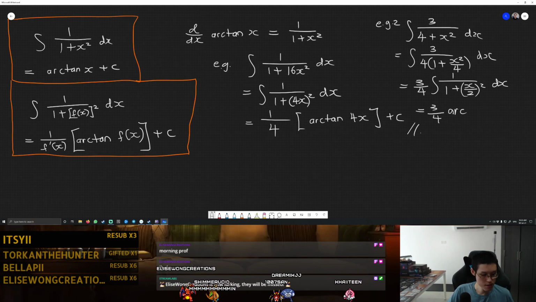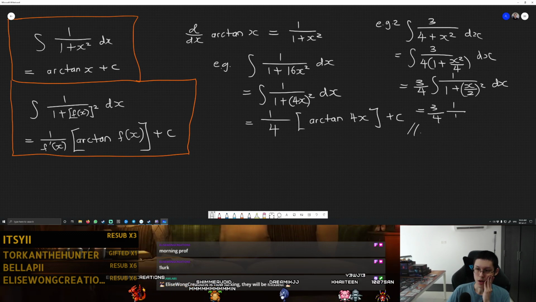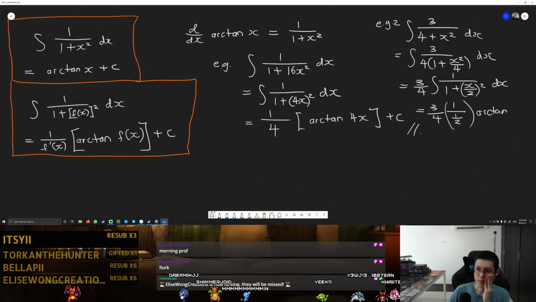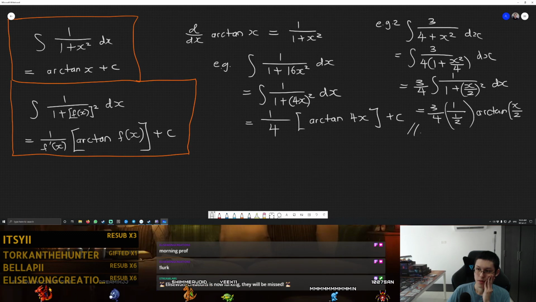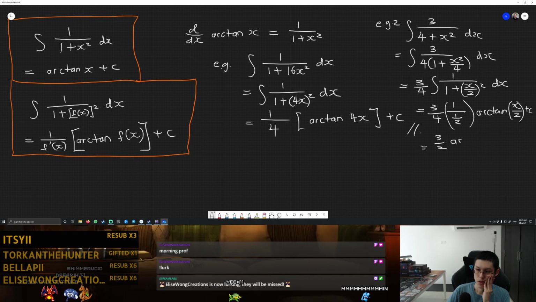So what happens when you differentiate x over 2? You get 1 over 2, right? So you get 1 over 1 over 2, and then you get arctangent x over 2 plus c, which means you end up with 3 over 2 arctangent x over 2 plus c. And done.